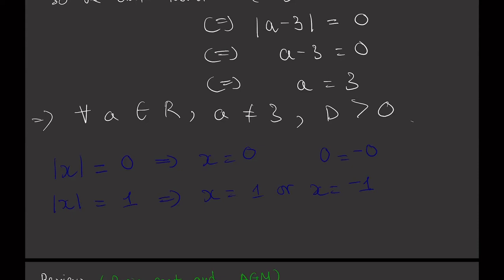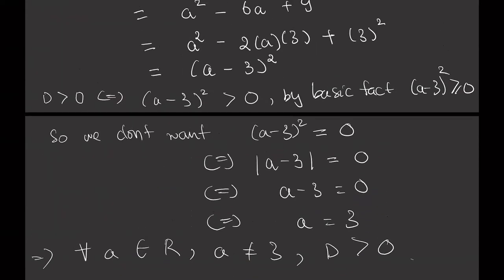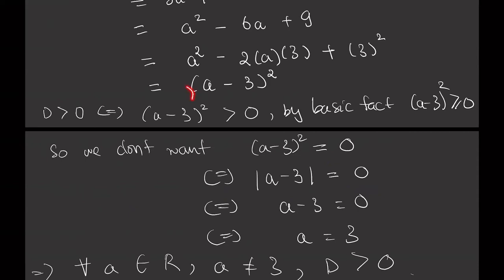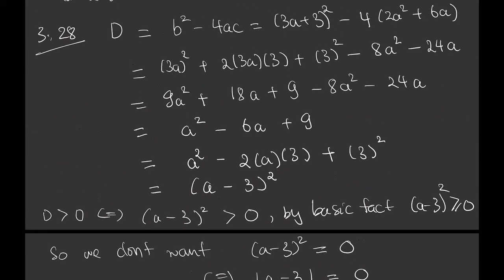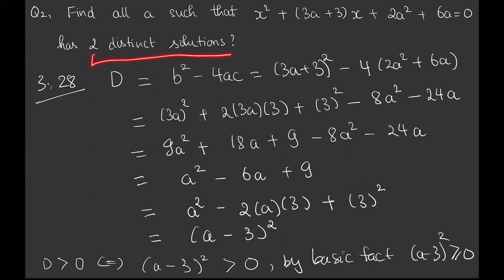Why a not equal to 3? Because (a minus 3) squared is the discriminant. And we want the equation to have two distinct solutions, which means we want the discriminant greater than 0, which means we want (a minus 3) squared greater than 0. If a is equal to 3, (a minus 3) squared equals 0, and that's not what we want. We want it to be strictly greater than.